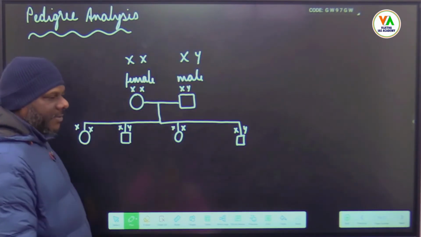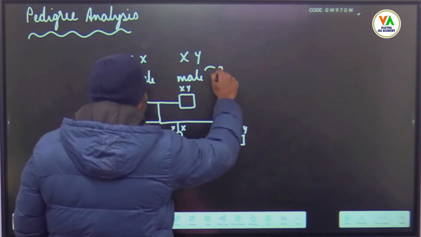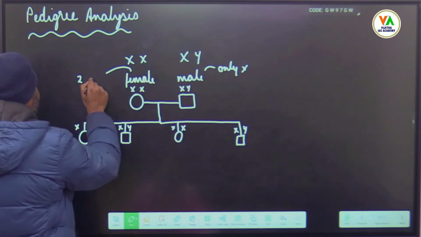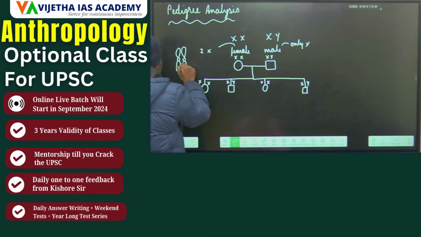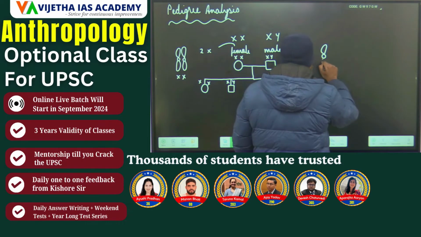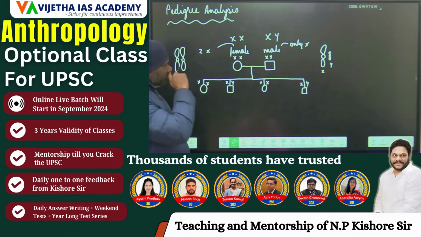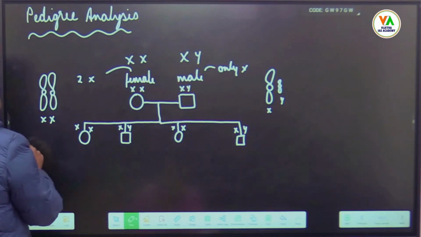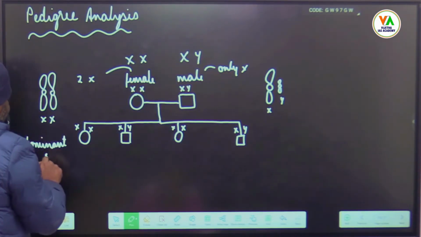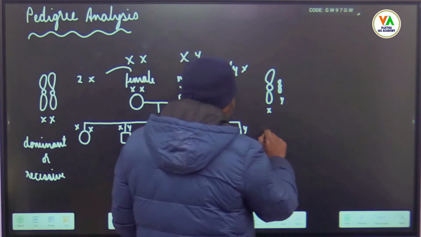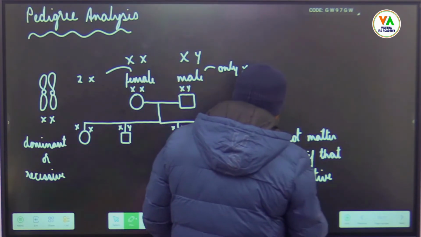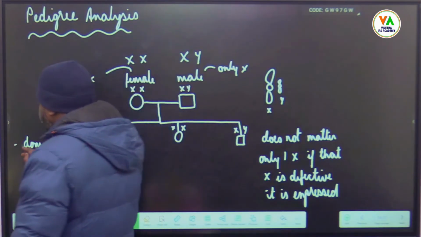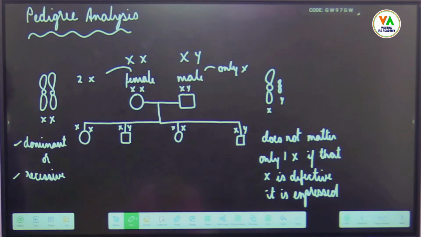Now in male and female, in male you have only one X chromosome, and in female you have two X chromosomes, isn't it? Now these are two X chromosomes. Consider that these are two X chromosomes. Here you have X chromosome and Y chromosome. X chromosomes here depends whether the defective one is dominant or recessive. Here it does not matter, because even only one X chromosome, if that X is defective, it is expressed. Here it depends on whether it is dominant or recessive. You get it? Remember.